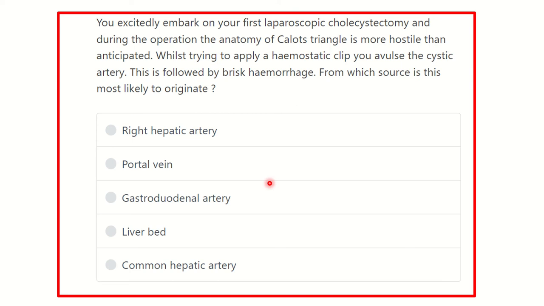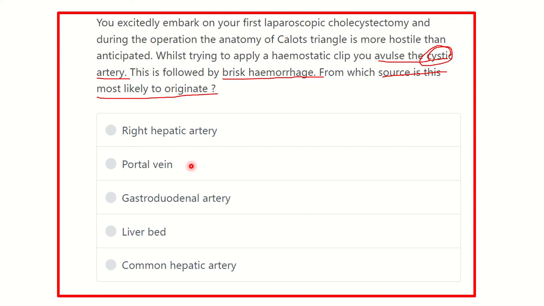So here we can see the key point here is avulsion of the cystic artery. The second one is brisk hemorrhage, and third, the source this most likely originates from. That means the cystic artery, where does it originate from? So the options are right hepatic artery, portal vein, gastroduodenal artery, liver bed, common hepatic artery.